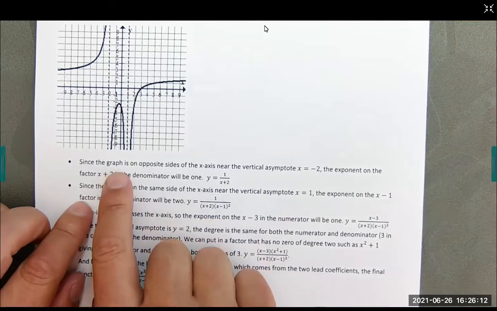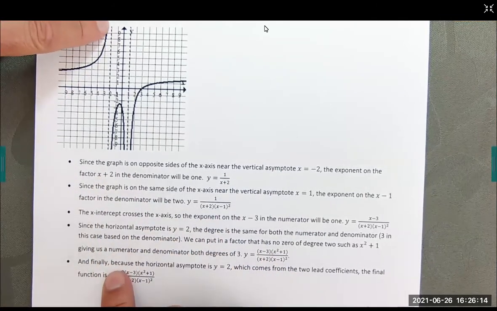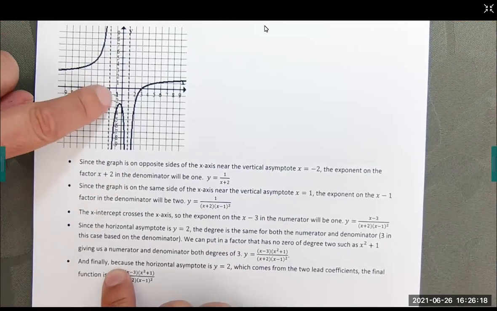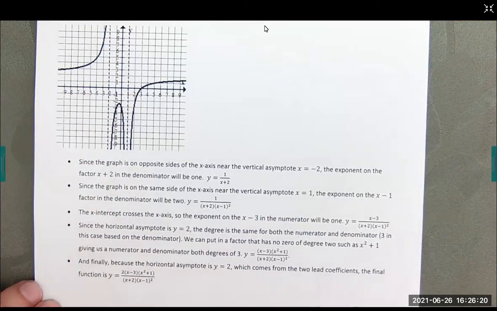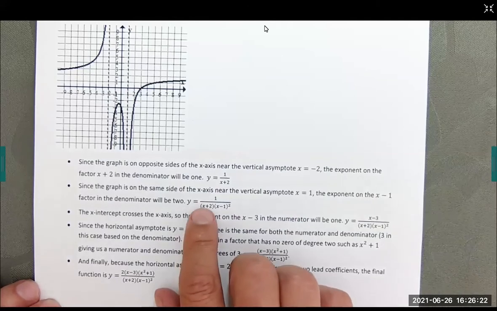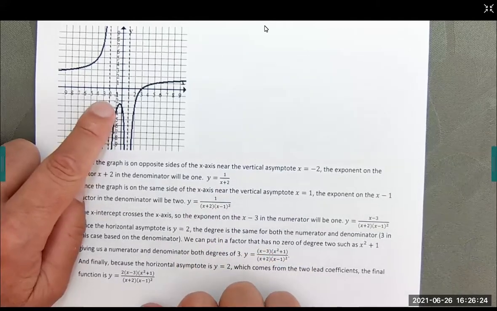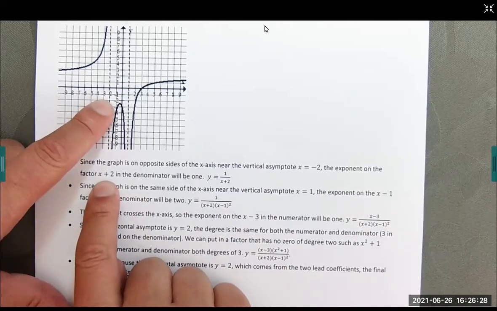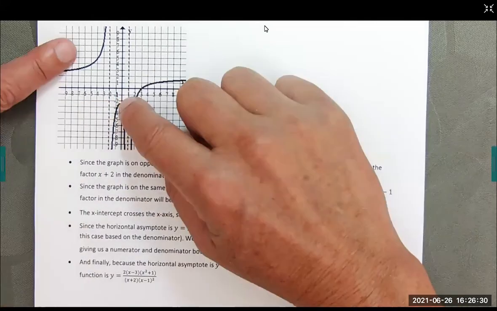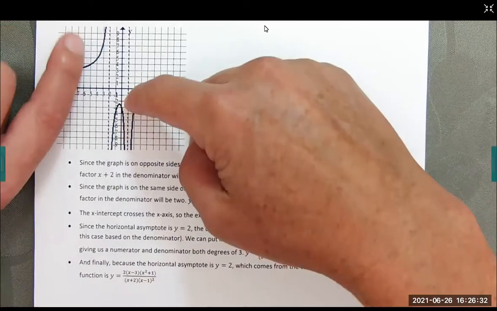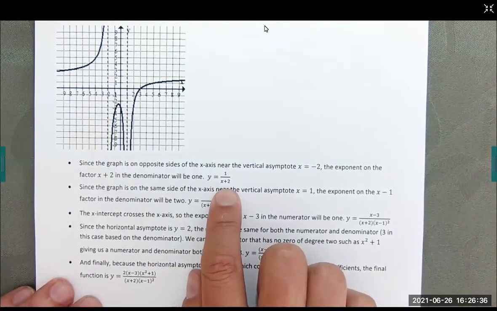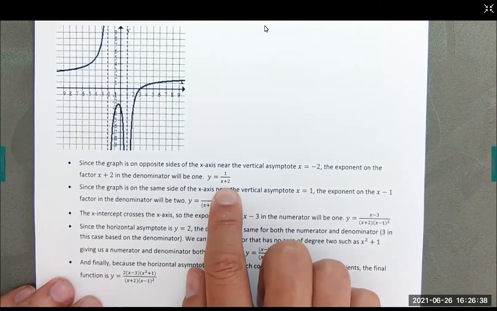So since our asymptotes here are at -2 and +1, x equals -2, x equals +1. And for this first one, we know there's an asymptote at -2, which means x plus 2 is going to be a factor in the denominator. Now, the fact that this one's going up and this one's going down, they're going in opposite directions, means that the exponent on that has to be an odd exponent. So we'll just keep it x plus 2 to the first power.